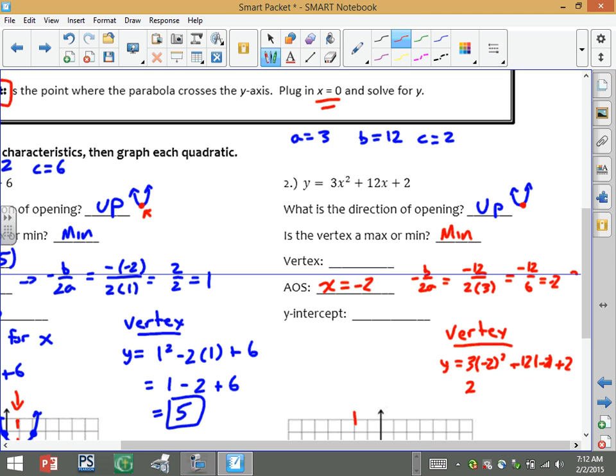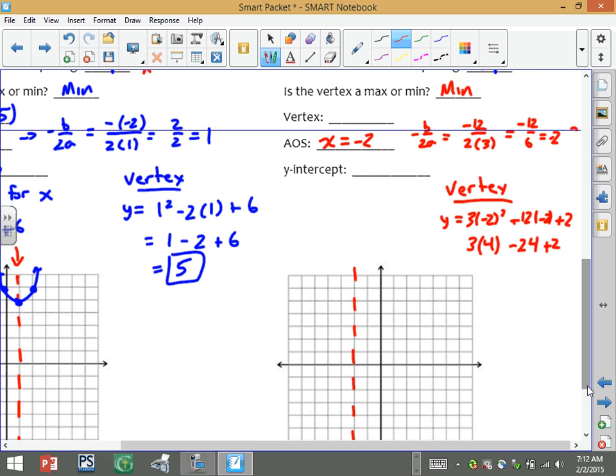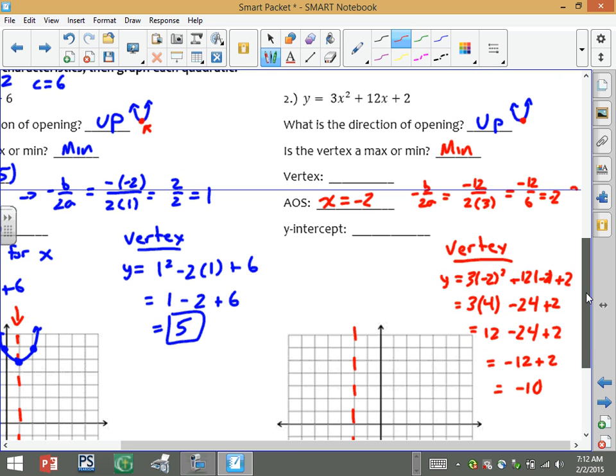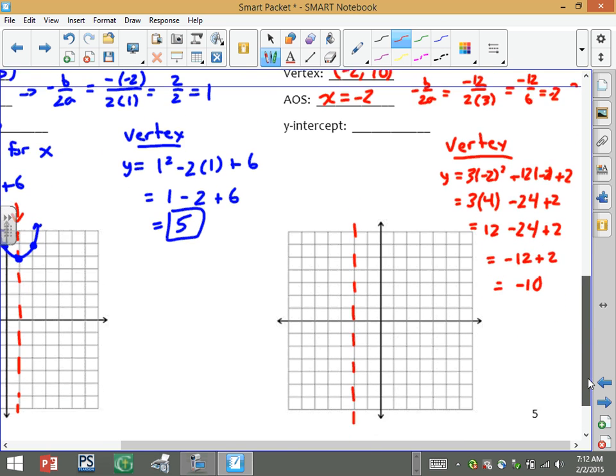Negative 2 squared will turn into negative 2 times negative 2 is 4, so we end up with 3 times 4. 12 times negative 2 is minus 24, and then we end up with plus 2. So let's keep working this thing out. We end up with 12 minus 24 plus 2. So that's negative 12 plus 2, which will be negative 10. So our vertex then, we plugged in negative 2 and we got negative 10. So there's our new point, negative 2, negative 10.